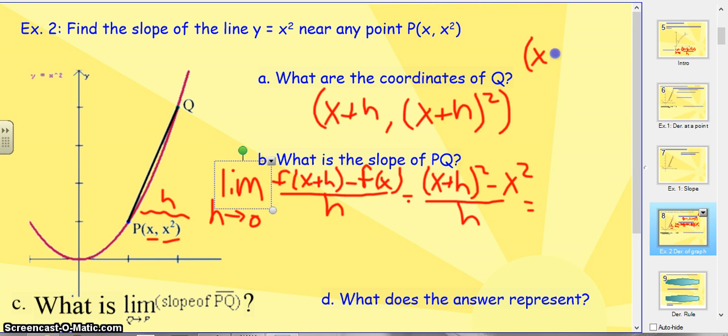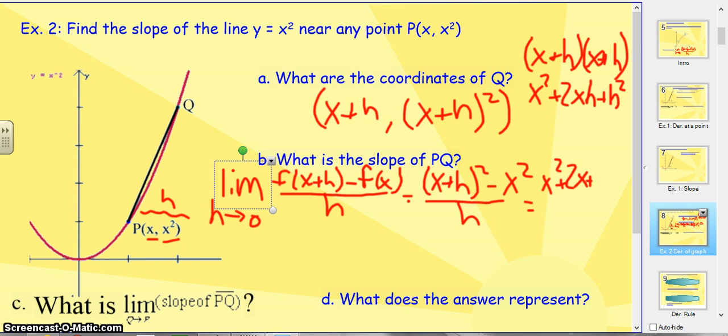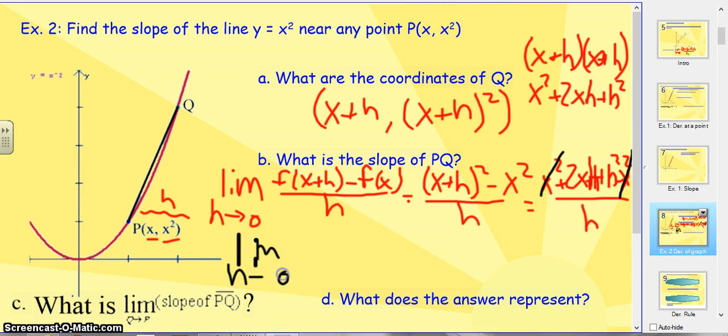I'm going to expand x plus h squared off to the side. We would double distribute or FOIL. You should get x squared plus 2xh plus h squared. So I have x squared plus 2xh plus h squared minus x squared all over h. What's going to happen? My x squared terms are going to cancel out. So I have the limit as h approaches 0 of 2xh plus h squared over h.